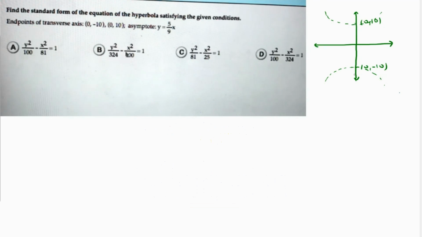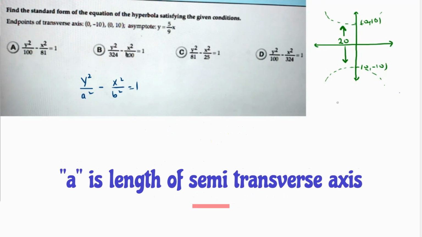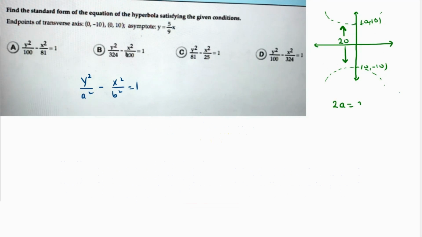And we know that for a vertical hyperbola, the general equation is y square over a square minus x square over b square is equal to 1, where a is the distance between these 2 points. So this is 10, this is 10, so this becomes 20 units. But a is nothing but the semi transverse axis, right? So we know the value of 2a is 20. So the value of a comes out as 10.